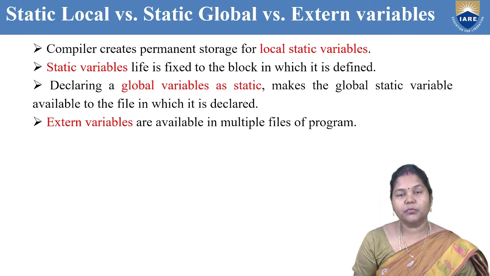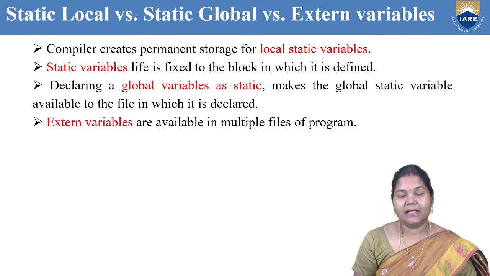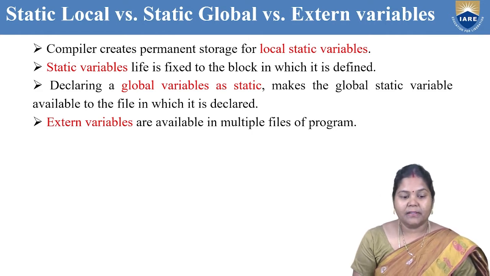Static variables are of 2 types: local static variables and global static variables. Whenever you declare a variable to be of local static type, the compiler creates some permanent storage for that variable. But the static variable's life is fixed to the block in which it is defined. That is, it is local to the block in which it is defined.